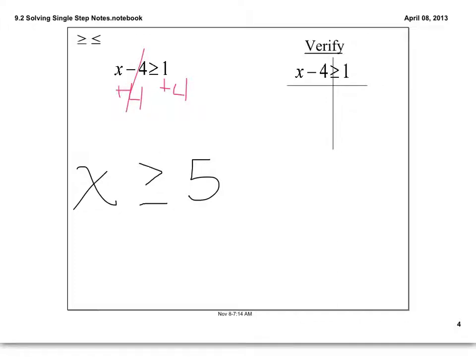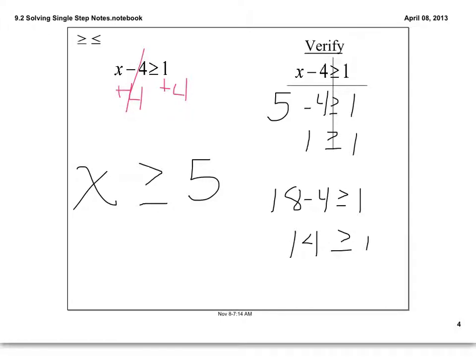And now to verify it, you can use any number, including 5, or larger. So if you used 5 itself, 5 minus 4 needs to be greater than or equal to 1. 5 minus 4 equals 1, which is greater than or equal to 1. Or you could use, say, 18 minus 4 needs to be greater than or equal to 1. 18 minus 4 is 14. So that also fits. So the inequality expression we got here is correct because we verified it and it works both times.